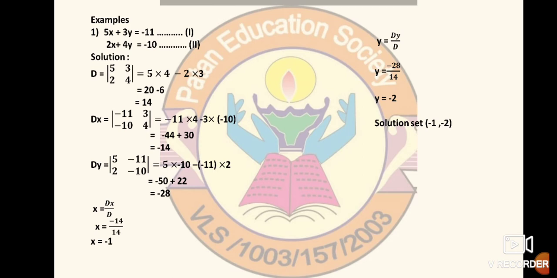5 into 4, subtraction sign, 2 into 3. 5 into 4 will become 20, and 2 3s are 6. 20 minus 6 you will get answer equal to positive 14. Now dx. To get the value of dx, x will be replaced by constants, that is negative 11 and negative 10, and the values of y, that is 3 and 4, will remain as they are in dx. Now see, negative 11 into 4, minus sign from the formula, and 3 into negative 10. Now see, negative 11 into 4, negative 44. 11 4s are 44, and the sign will be minus, and then minus sign of 3 and minus sign of 10.